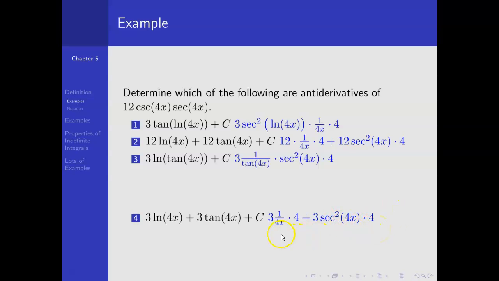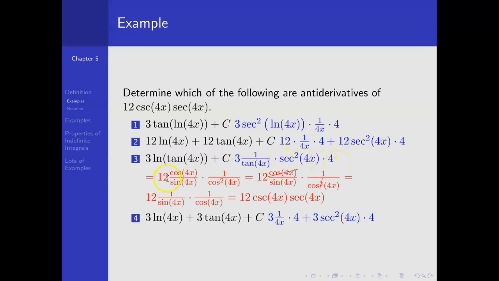That's definitely not going to be what we're looking for because we have that x in the denominator. So now we're going to go back to the 3 times 1 over tangent of 4x times secant squared of 4x times 4 and see what happens when we simplify. And when we do that, we can rewrite our tangent and secant in terms of sines and cosines.